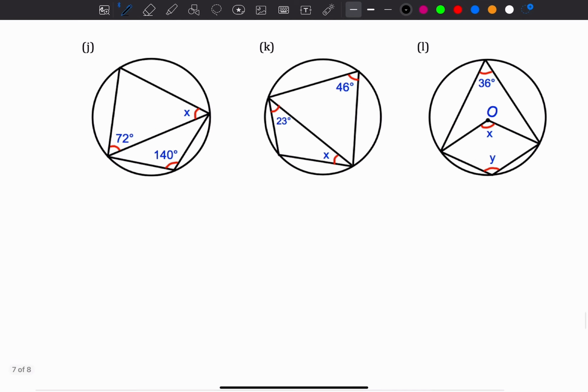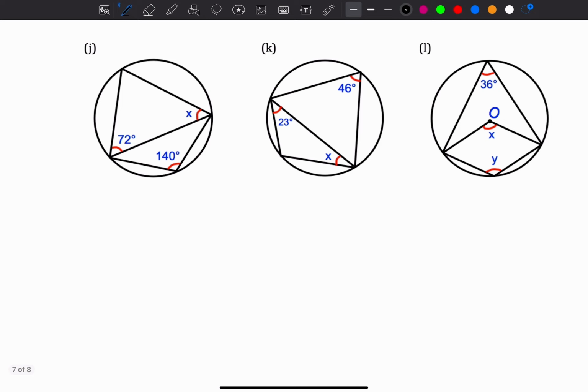So this is 140, and this is opposite angle in a cyclic quadrilateral, 40, add up to 180. There you go. Then x is what then? Can you see the triangle here? That triangle here. 180 minus 40 minus 72, because you know total angle in a triangle is 180 anyway, which is 68.